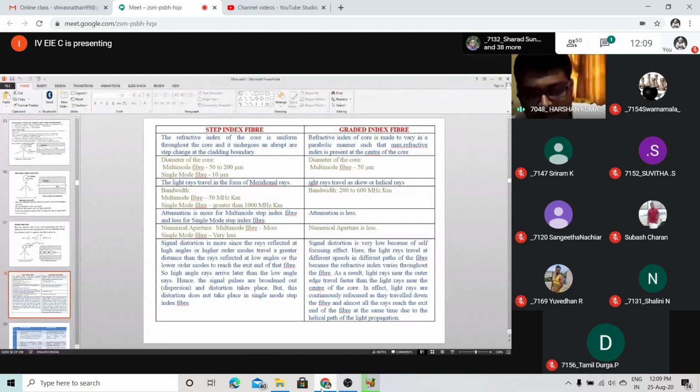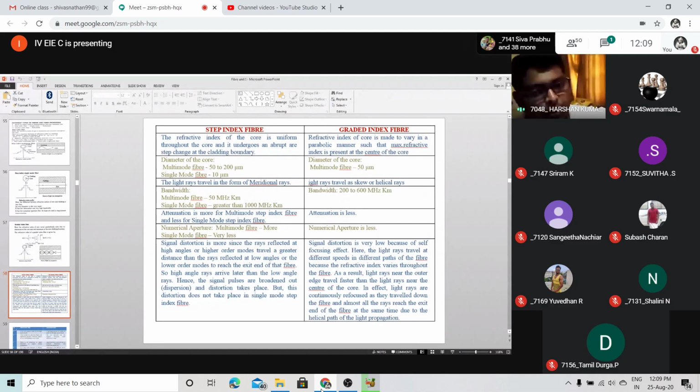Clear? And coming to attenuation, that is loss, we can find attenuation to be more in case of multi-mode step index fiber, whereas in single mode you will find it to be very much lesser because it is going to be a single ray that travels in a line with the axis. We find the attenuation or losses to be lesser in single mode step index fiber, whereas in multi-mode we find that to be high. Clear?